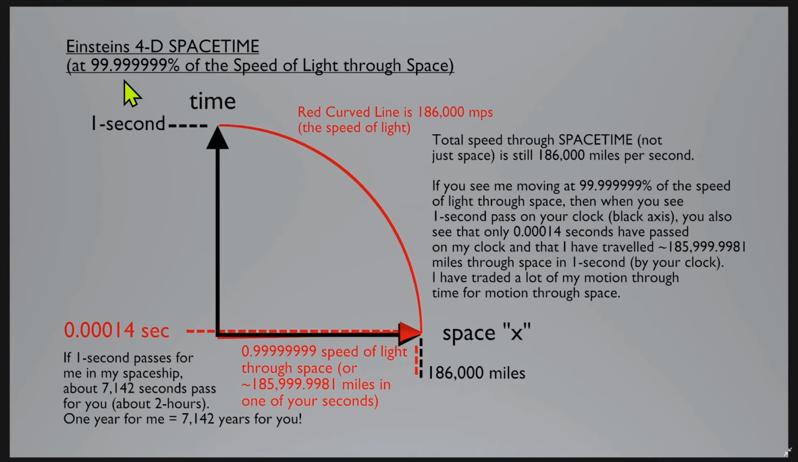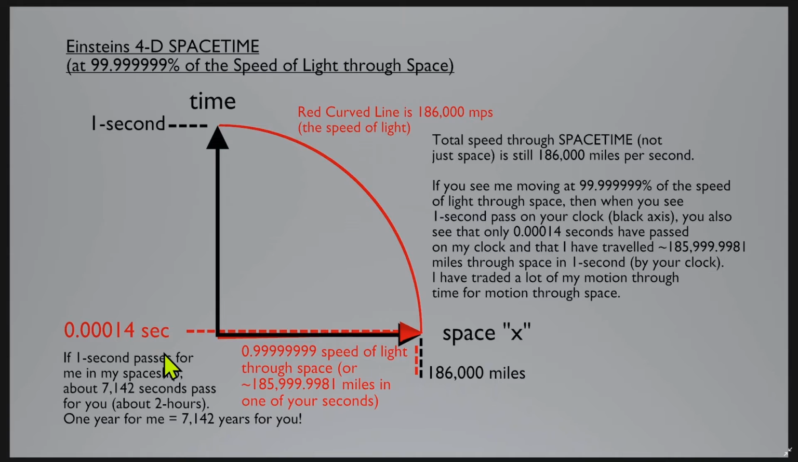99.999999% the speed of light. We're really moving. I'm really moving. You're still sitting in your chair. But now my vector has rotated so that almost all of it projects on the space axis and very little projects on the time axis. So now when you look at your watch, you see that 1 second has passed on your watch. However, when you look at my watch, you say, whoa, only 0.00014 seconds have passed on my watch in the spaceship.